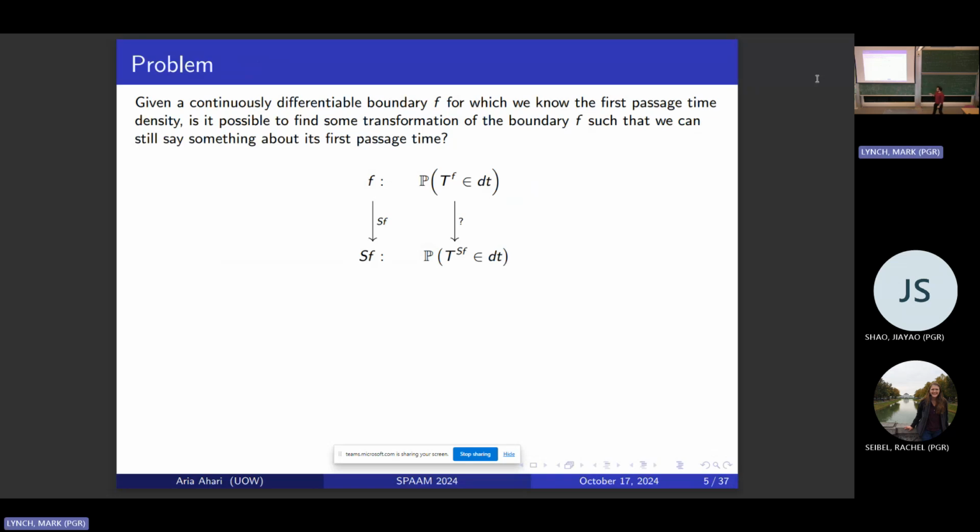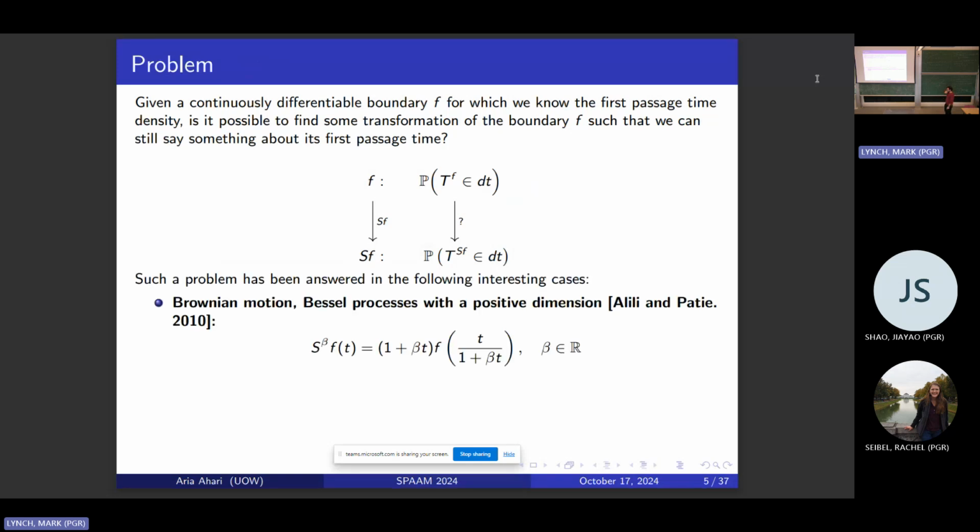So the idea, which was explored by my supervisor and another researcher, is that say you have your boundary F. Is there a transformation of it? You transform it with some transformation so that you can also talk about the first time you hit the new boundary. If you know the distribution of the first time you hit the first boundary, meaning the PT function, which is the density function of the first time you hit this curve, is there a transformation, which I'm calling S, applied to F, so that you can still use the old distribution function to talk about the new curve?